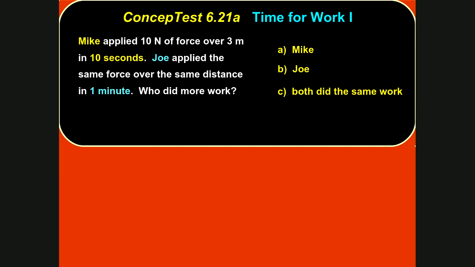So the next one is: Mike applied a 10 Newton force over 3 meters in 10 seconds. Joe applied the same force over the same distance in 1 minute. Who did more work?